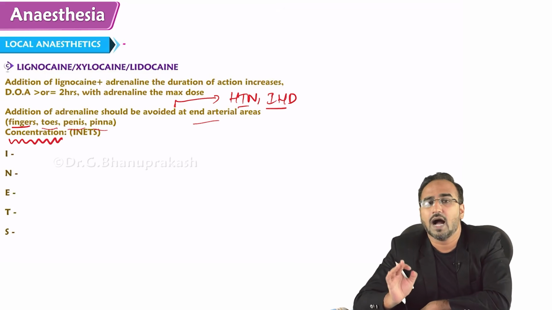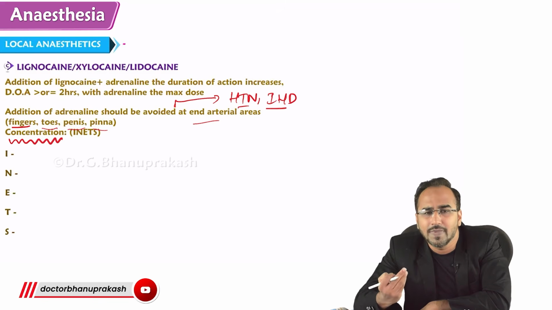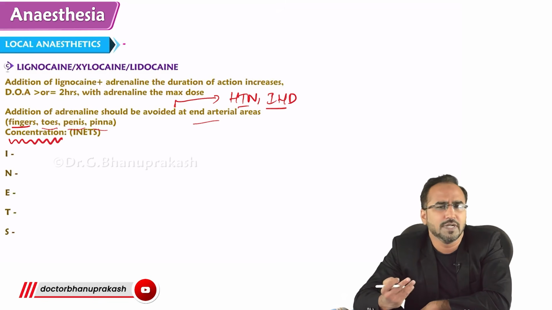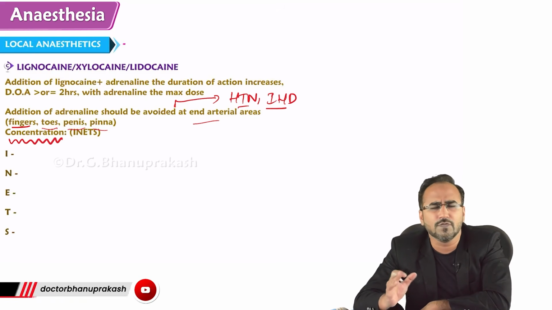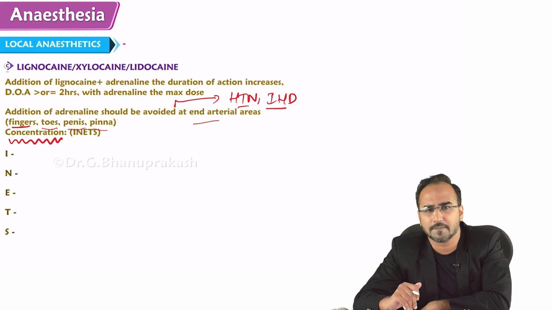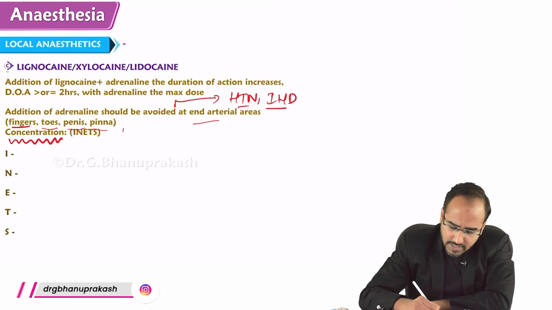Concentration means how much amount of Lignocaine is present in the water to make it a solution. It could be 2%, 4%, 10%, or 5%. Usually 2, 4 and 5% of Lignocaine will be there.